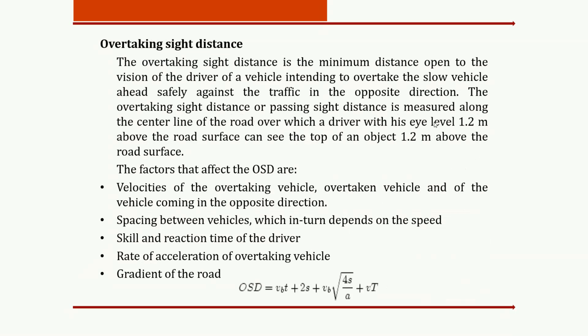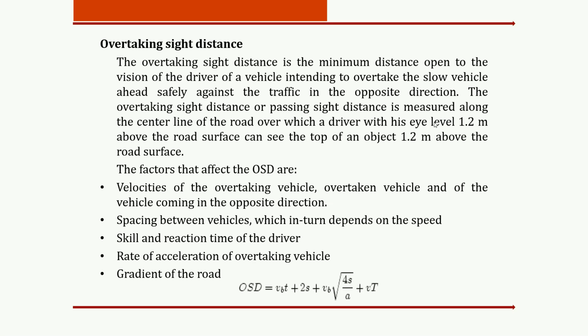Now we are going to discuss the overtaking side distance. The overtaking side distance is the minimum distance open to the vision of the driver of a vehicle intending to overtake the slow vehicle ahead, safe against the traffic in the opposite direction. The overtaking side distance or passing side distance is measured along the center line of the road over which a driver with his eye level 1.2 meter above the road surface can see the top of an object 1.2 meter above the road surface.